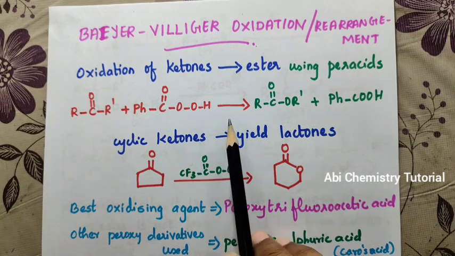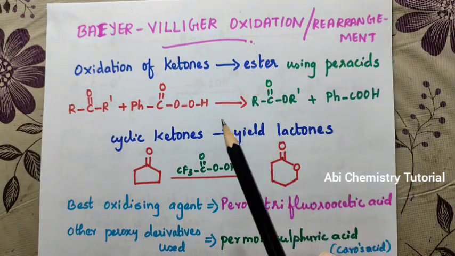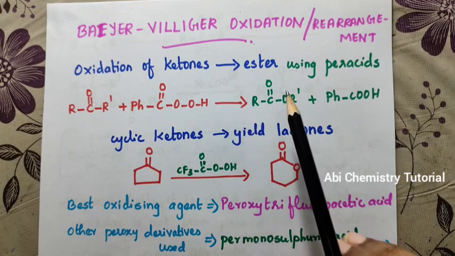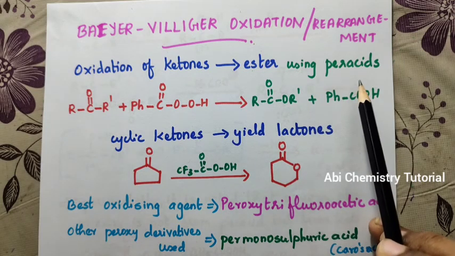So what is Baeyer-Villiger oxidation? It is the oxidation of ketones to esters using peracids.